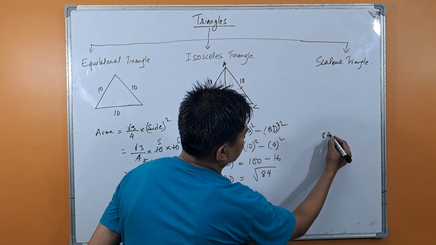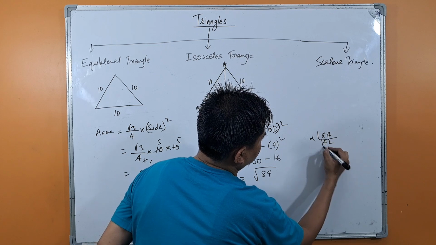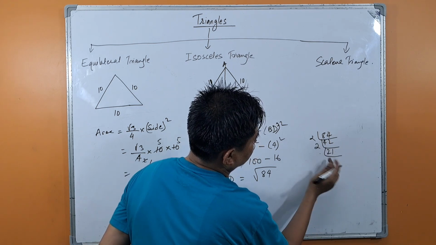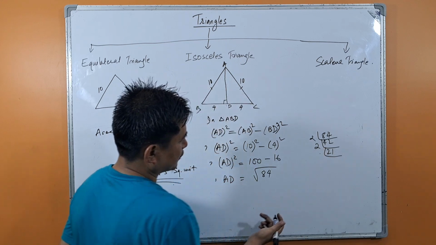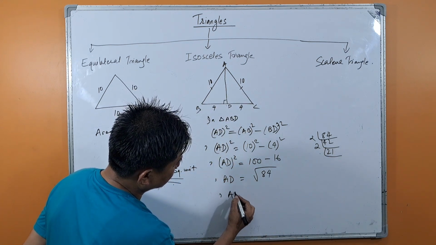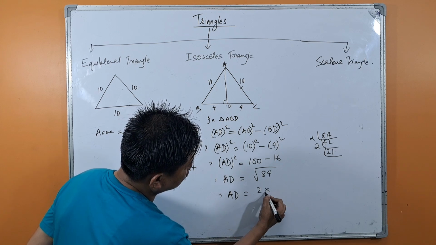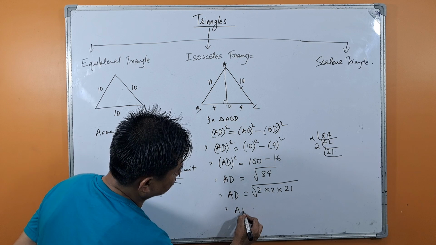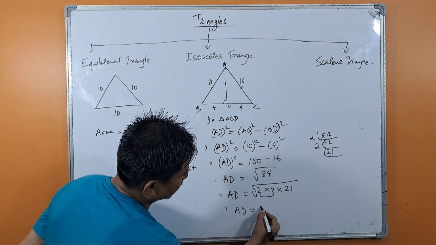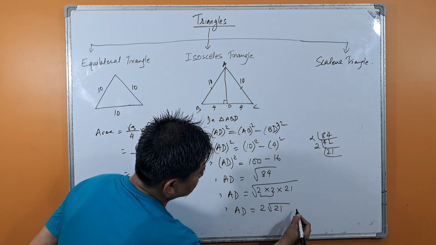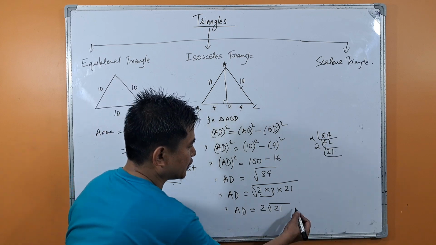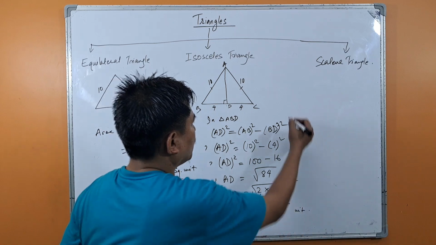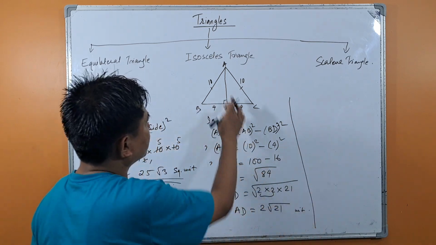We find the factors of 84. 2 4s are 8, 2 2s are 4, 2 2s are 4, 2 1s are 2, and then 21, 3 7s are 21, isn't it? So AD equals root of 84, which means 2 into 2 into 21. We make the pair of 2 and 2 and take it out of the root. This becomes 2 root 21 unit. Okay, so we have the altitude of this triangle ABC.